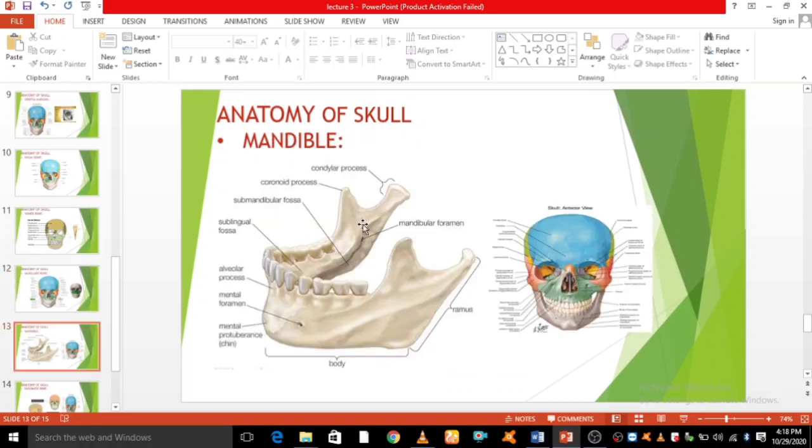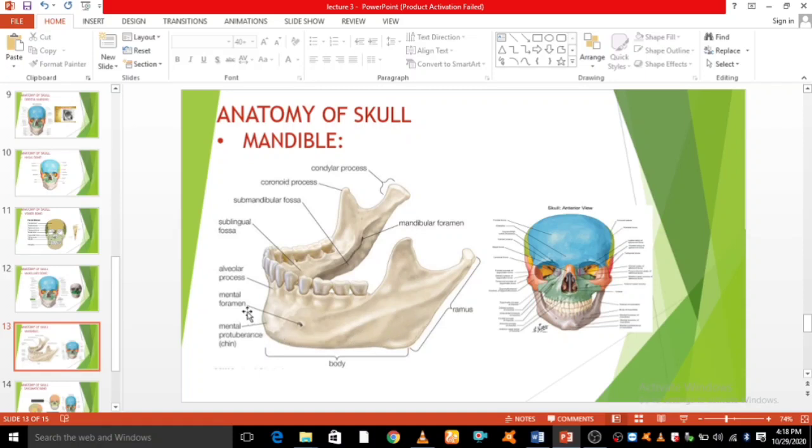Look at this one, mandible. This one is the mandible bone. The mandible is the largest bone in the human skull. It holds the lower teeth in place. It assists the mastication and forms the lower jawline. The mandible is composed of the body. This is the mandible body, and this one is the ramus. The ramus is located inferiorly to the maxilla. The body is horizontally curved portion and create the lower jawline.